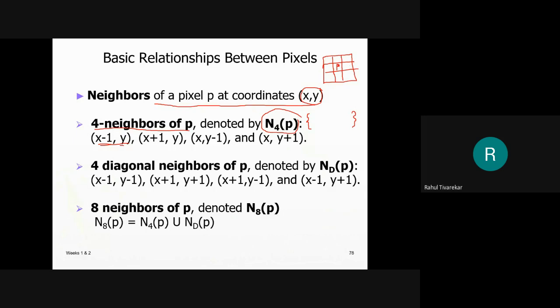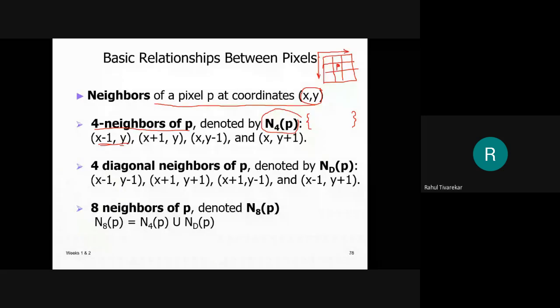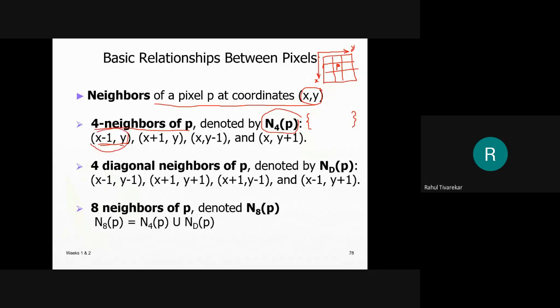If this is the pixel at x comma y, and I already told you that this is the x direction in the image and this is the y direction, this is x and this is y. So which will be the pixel at x minus 1 and y? Y is not changing, but only x is reducing. Means you are talking about this pixel. I hope you are getting the idea.